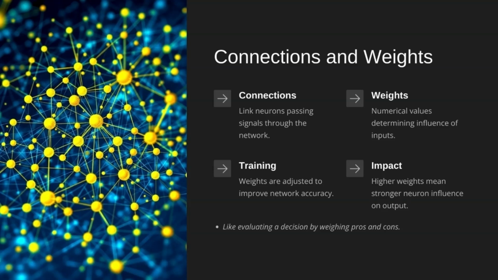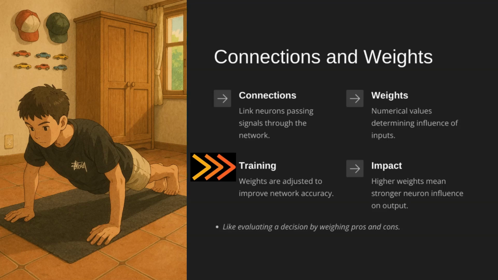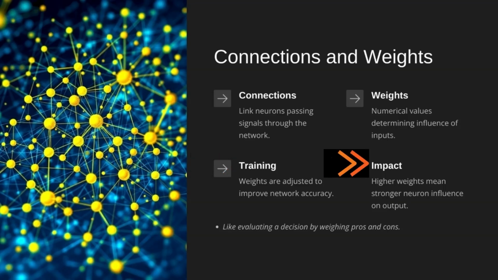In a neural network, connections link neurons and pass signals. Each connection has a weight, which is a number that shows how important the input is. During training, these weights change to make the network more accurate. Higher weights mean stronger influence on the output, just like giving more weight to important opinions when making a decision. That's how neural networks learn.